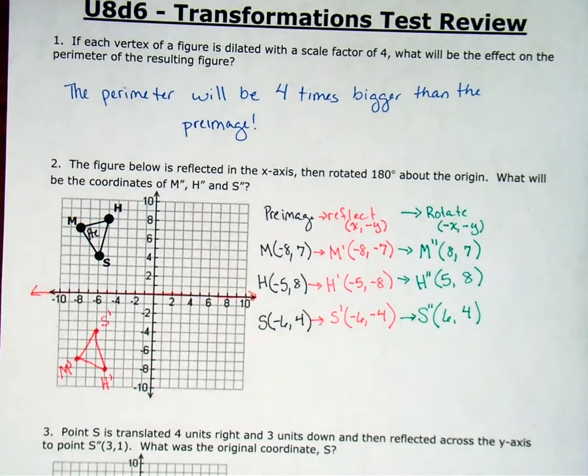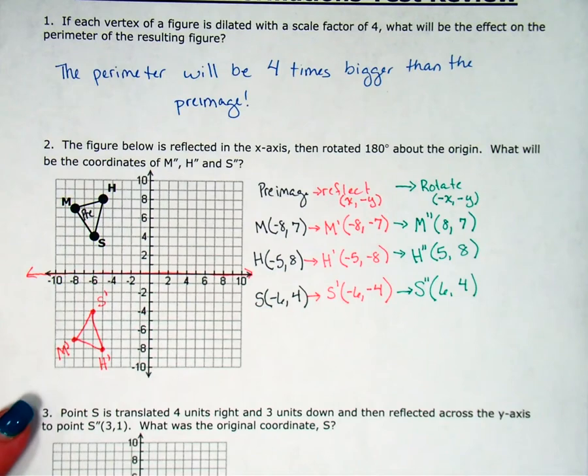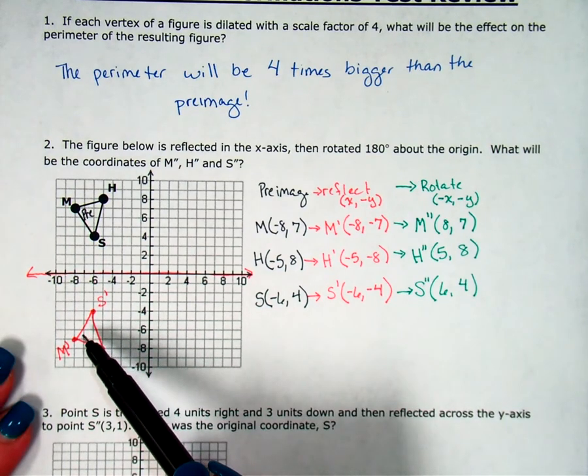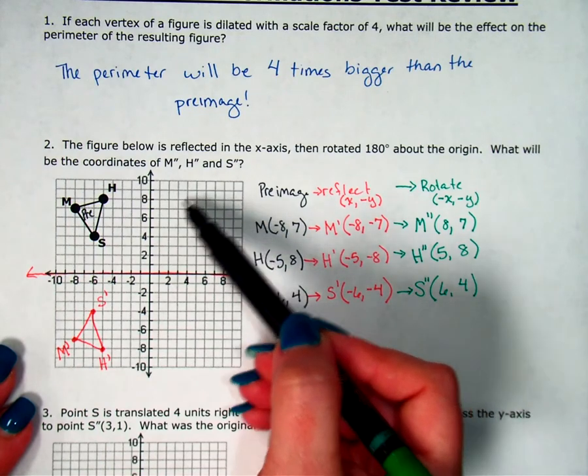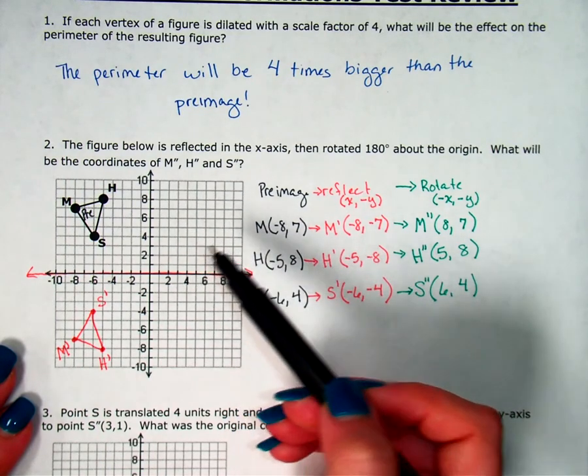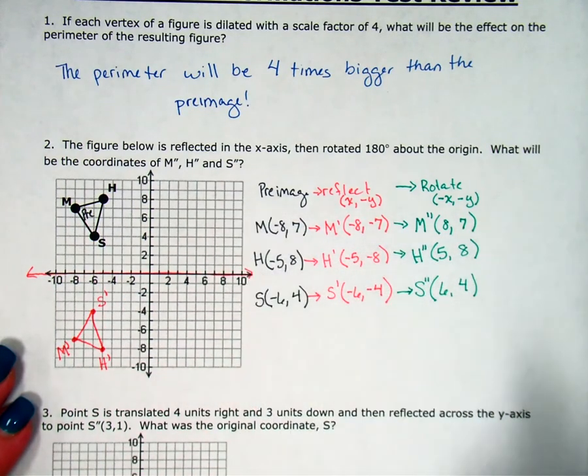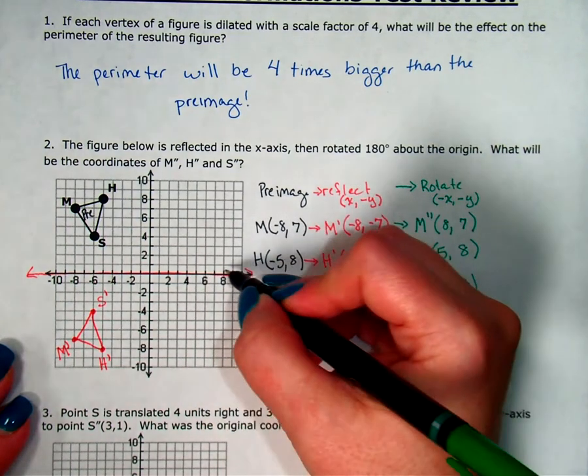Okay, so I expect if I'm going to go 180 degrees about the origin, I know I'm going to move 2 quadrants. I'm going to move 90 degrees and another 90 degrees. I should end up here if I'm going to rotate around. M double prime is at 8, 7.